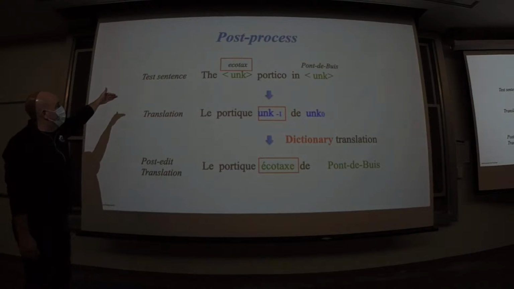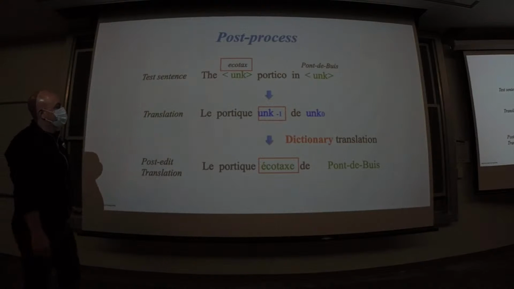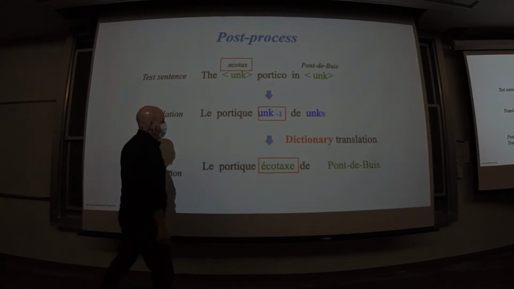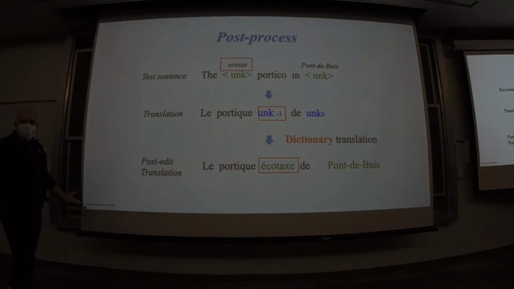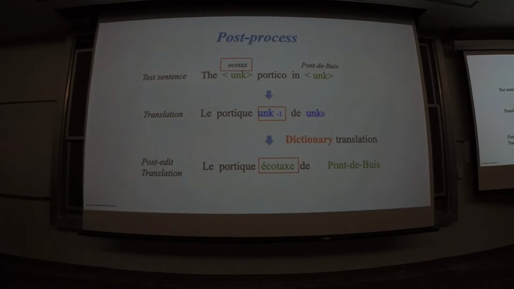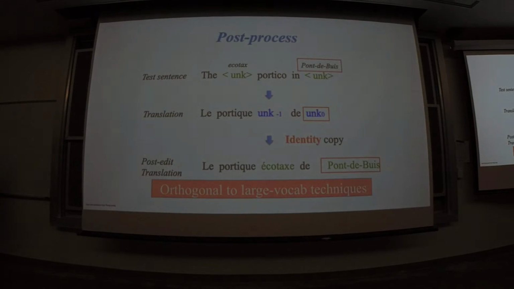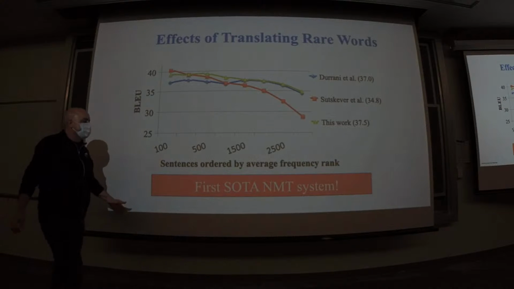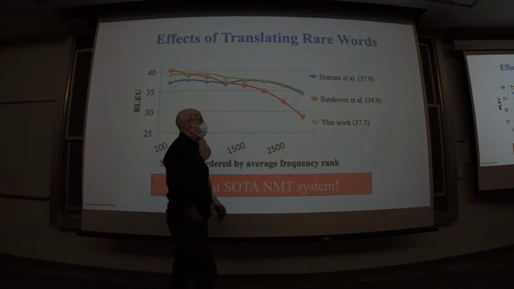So in the original English sentence, it said ecotax. We just look up what the French word for that is, and we just put it there. Place names we just copy straight across, and that's it. And if you do that, actually, you all of a sudden have a state-of-the-art system for English to French translation, for example.